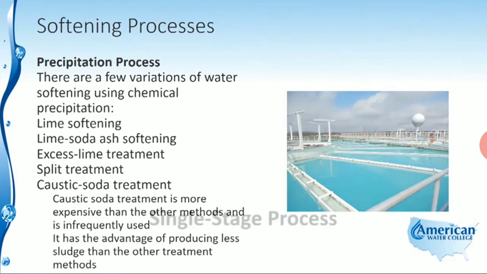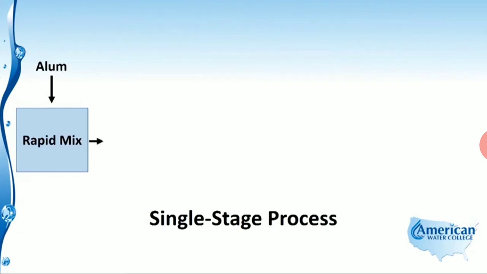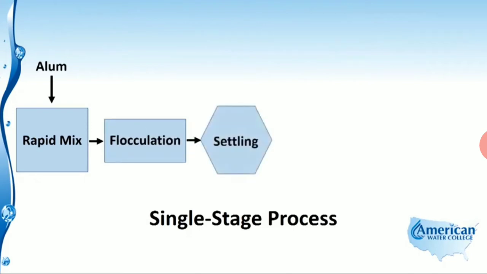Well, let's take a look at the most common method of softening water, and that's the single-stage process. It's very similar to a conventional treatment plant in that it starts with a coagulant added, and in this case we're showing alum being added to the rapid mix tank. And then the coagulated water moves on to the flocculation chamber. From the flocculation chamber, it goes into the settling basin.